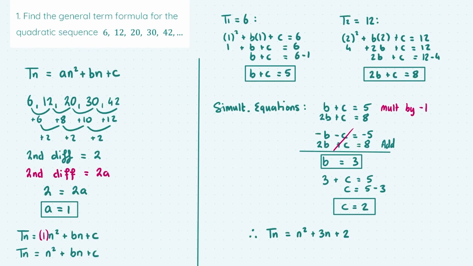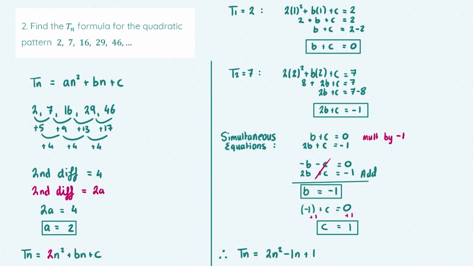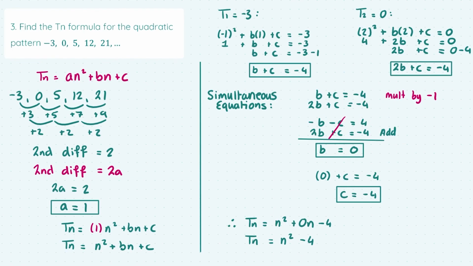Here in question 1 we followed that exact method as before. Question 2 here also follows those strict steps I've shown you before. And here in question 3 we work out that b equals 0, so our Tn formula just looks like n squared minus 4, which is totally fine. It's still quadratic because of the variable squared.